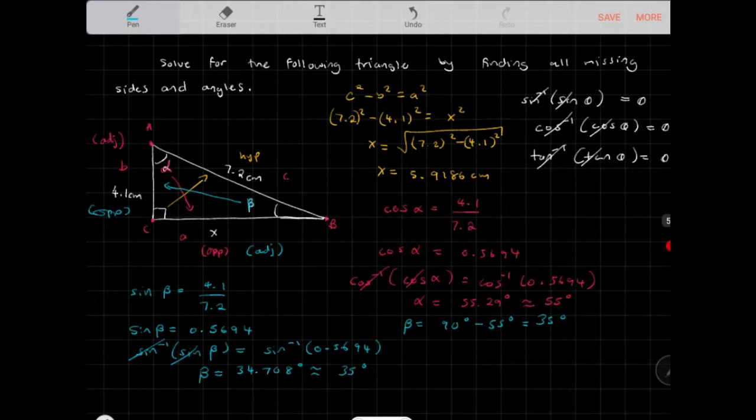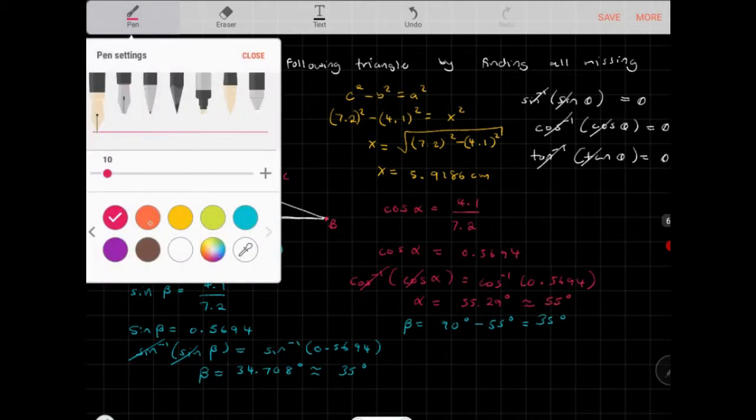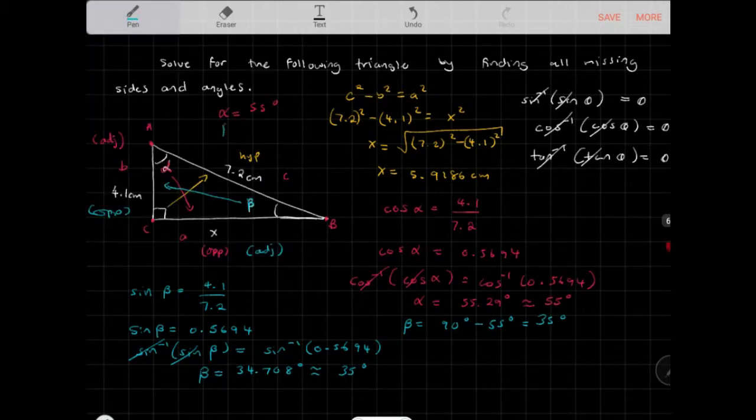This is really useful, and it helps us understand this. So we know how to solve for alpha and beta. Alpha here is 55 degrees, rounding to the nearest angle, and beta here is 35 degrees. And I want to solve for x. You can use either of these two angles, right? Let's just use alpha, and you'll see that you get the same answer.